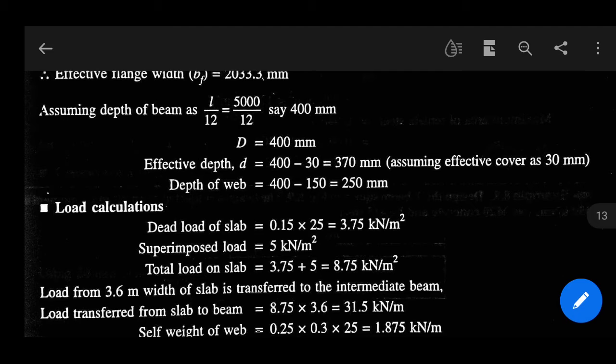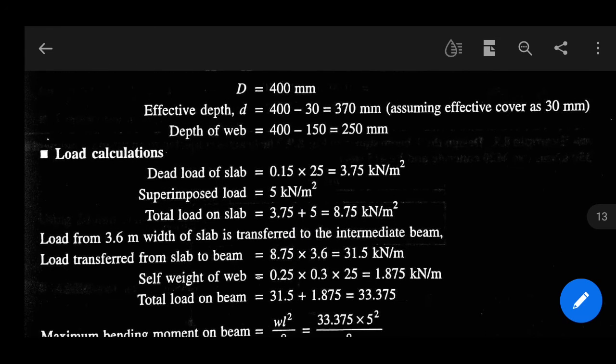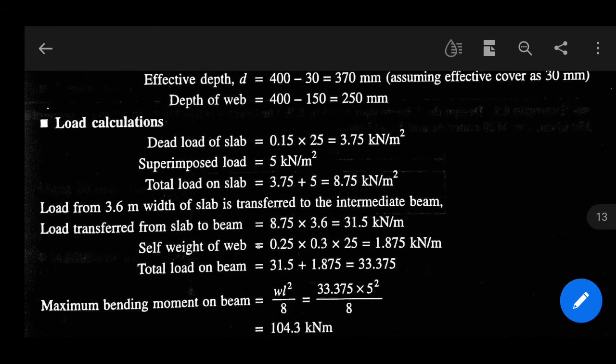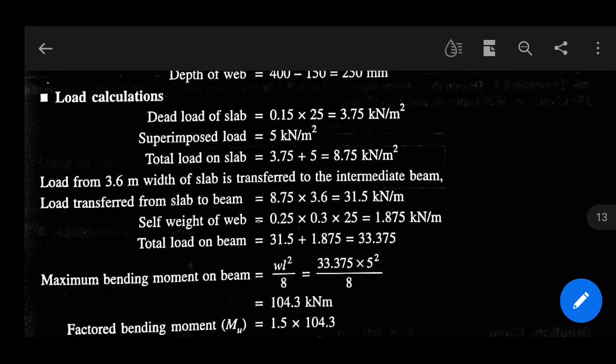Now load from 3.6 meter width of slab is transferred to the intermediate beam. Now load transferred from slab to beam is equals to 8.75 into 3.6, which is equals to 31.5 kilonewton per meter, and self weight of web is equals to 0.25 into 0.3 into 25, that means the depth of web is equals to 1.875 kilonewton per meter. So total load on the beam will be 31.5 plus 1.875, that is equal to 33.375. Okay. Now maximum bending moment on beam for simply supported beam is WL square by 8, that is equals to 33.375 into 5 square by 8, that is equals to 104.3 kilonewton meter.